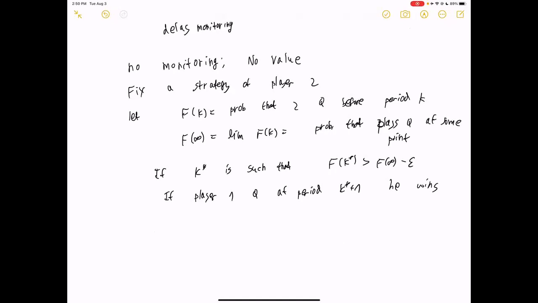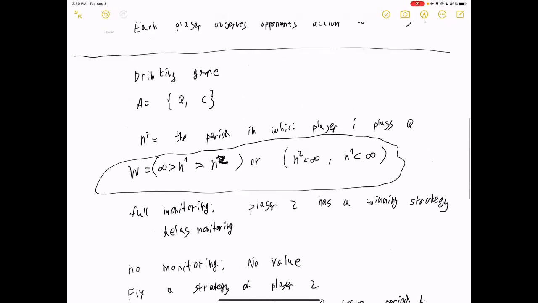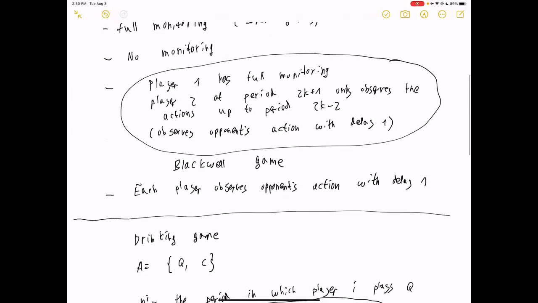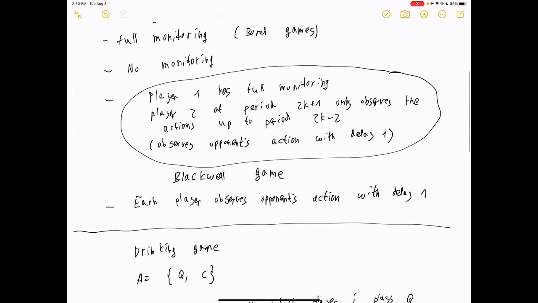Everything I'm going to do is as difficult as this. You can have in mind the situation in which each player observes the opponent's action with delay one. Already this problem is not trivial.